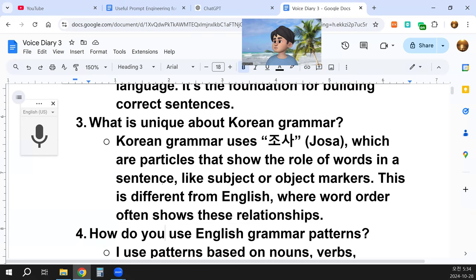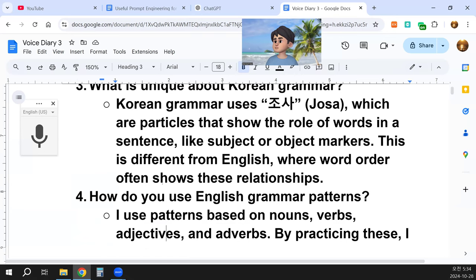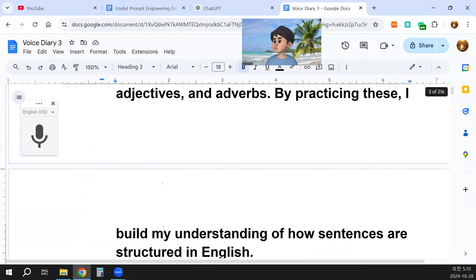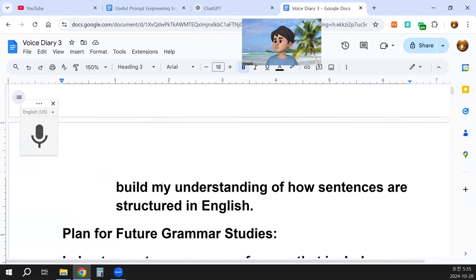How do you use the English grammar pattern? I use a pattern based on nouns, verbs, adjectives, and adverbs. By practicing these, I build my understanding of how sentences are structured in English.